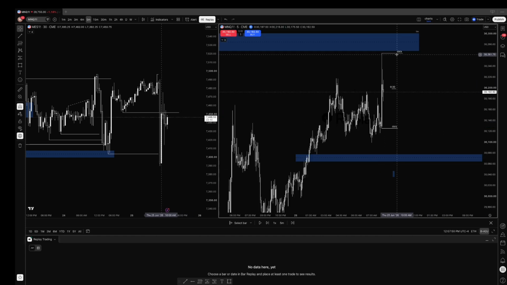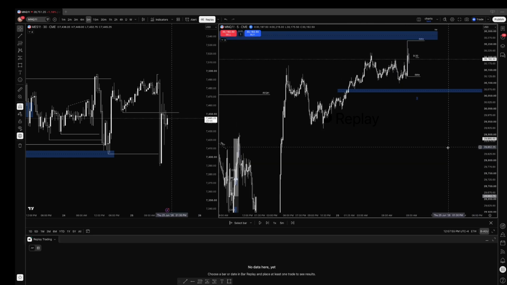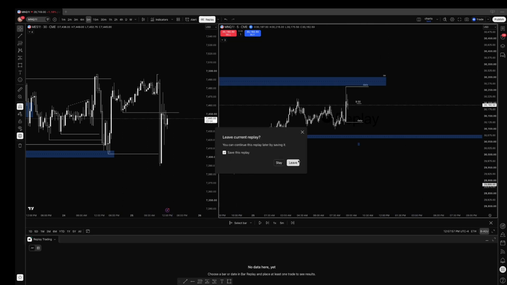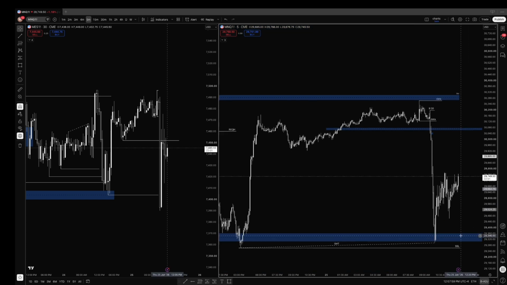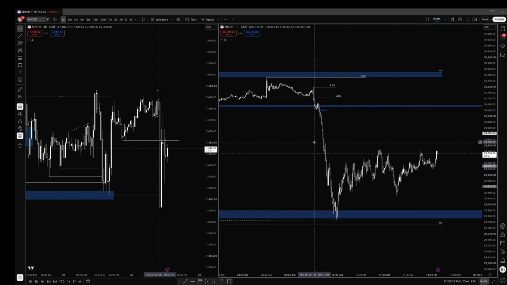Which ended up not getting taken. The high wasn't taken, but the whole range was taken, as you'll see once I get off of replay mode. So we ended up just dumping aggressively. There was basically zero trades in here.